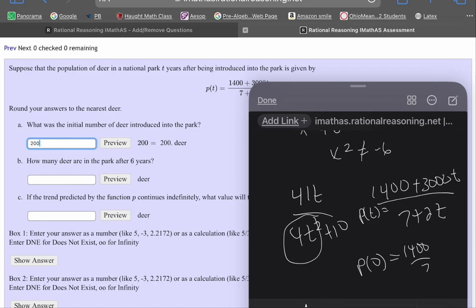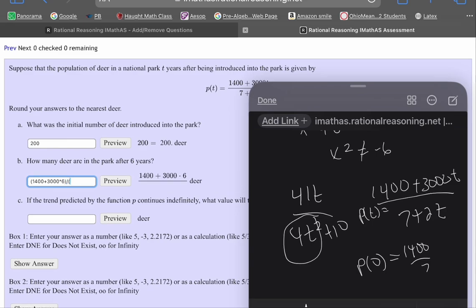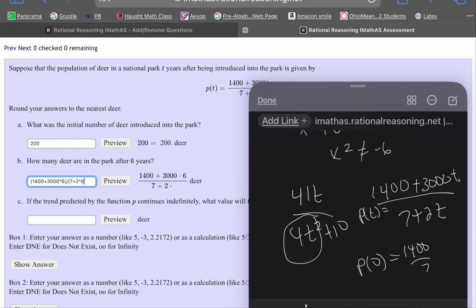How many deer are in the park after 6 years? I'm going to let iMath do that. It's 1400 plus 3000 times 6. That's our numerator. Divided by, and I'm going to put my denominator in parentheses, 7 plus 2 times 6.